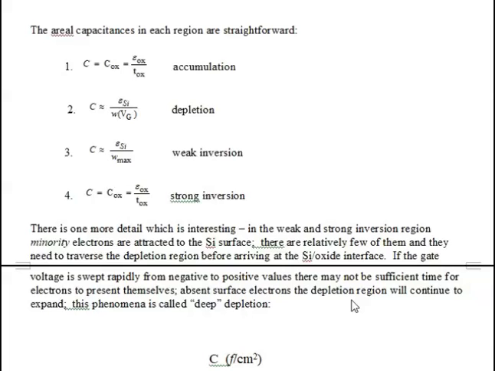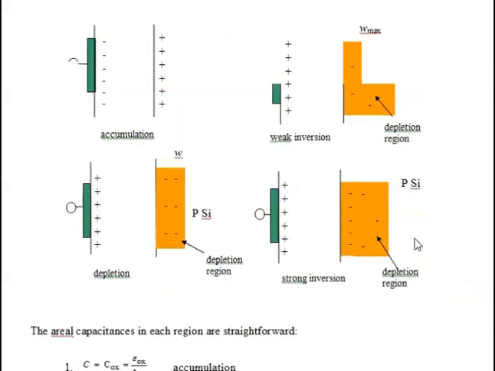One more detail, it's actually kind of important, and also quite interesting. Both in the weak and strong inversion regions, where do the electrons come from? The electrons come from the P silicon. In both of these regions, I'm talking about mobile charge. Electrons at the interface only come from the P silicon.